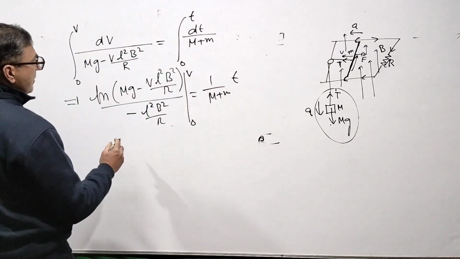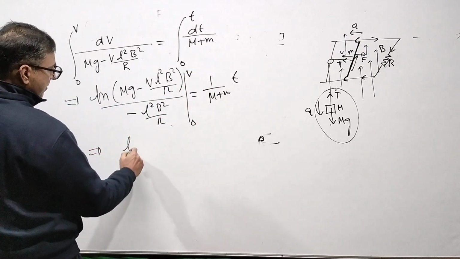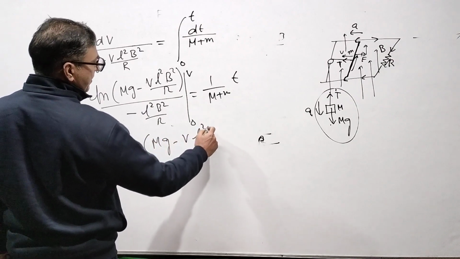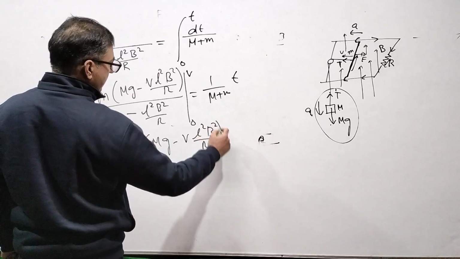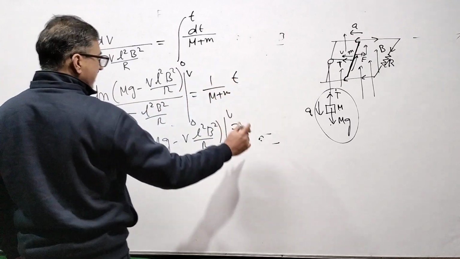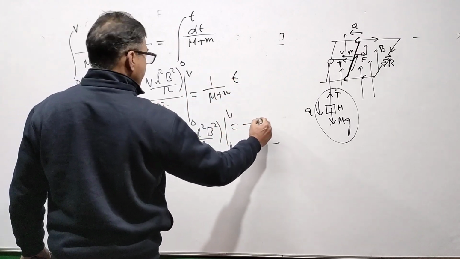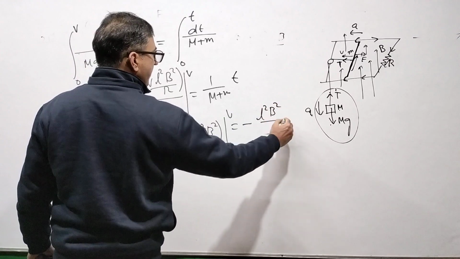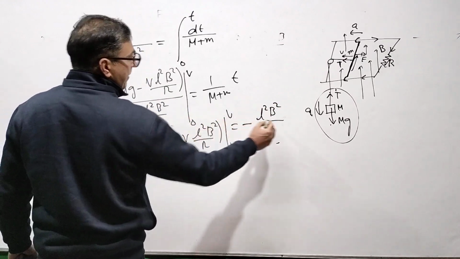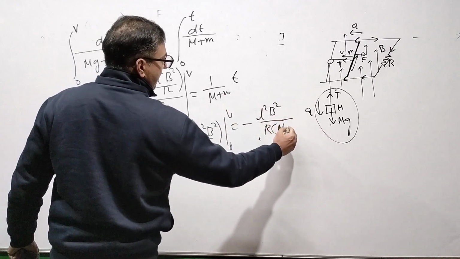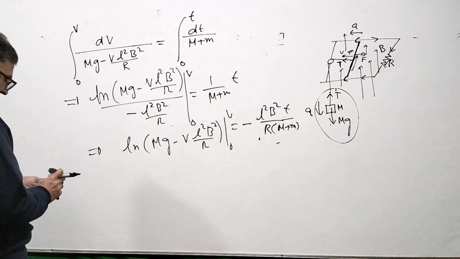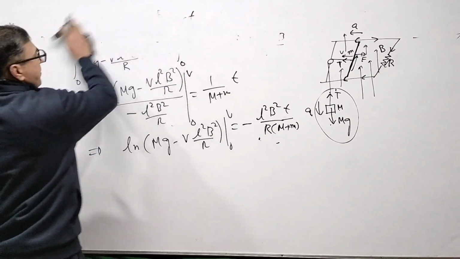So what do we have to write? That's ln of mg minus VL square B square by R, from 0 to v, is equal to, putting this here, minus L square B square divided by R, and m plus M remains the same, m plus M into t. Right? Okay. Now let me go to the next step.